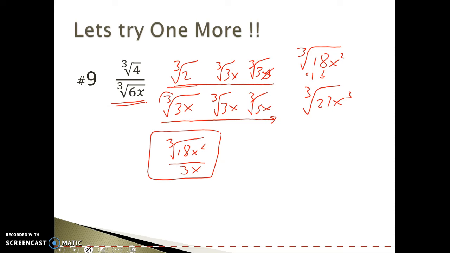These are the kind of problems that you're going to have on your homework assignment for tonight. Good luck with them, and we'll go over them more tomorrow in class.